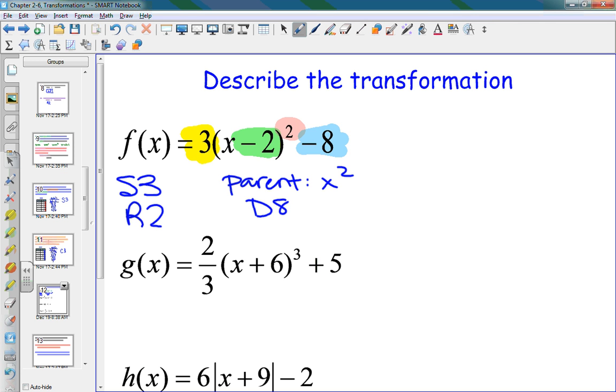That tells you a lot because I could graph this. Here's the regular parent function. Now this tells me it actually goes to the right 2 and down 8, and this time it's going to be skinnier. Do we see that? That's what it would look like. Okay? Now, go to the next one.